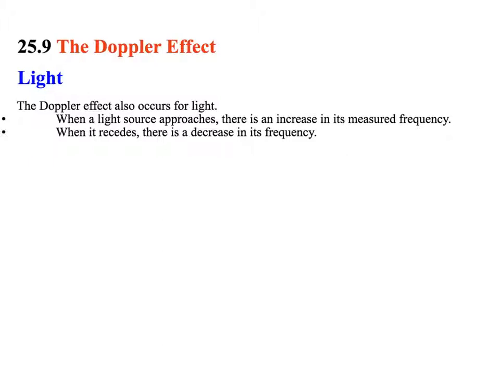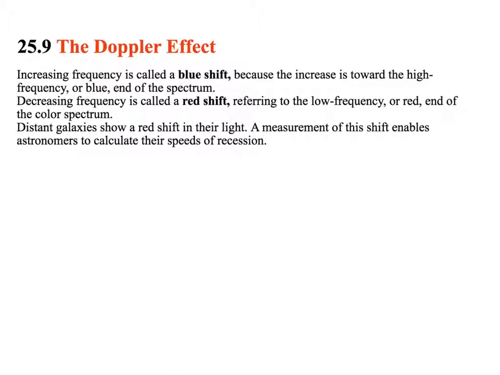The Doppler effect also occurs for light. When a light source approaches, there is an increase in its measured frequency. When it recedes, there is a decrease in its frequency. Increased frequency is called a blue shift because the increase is towards the higher frequency, blue end of the spectrum. Decreased frequency is called a red shift, referring to the low frequency or red end of the color spectrum.